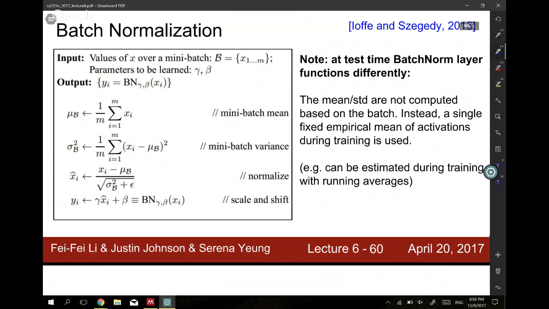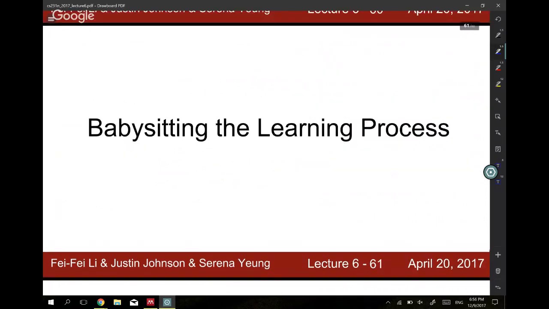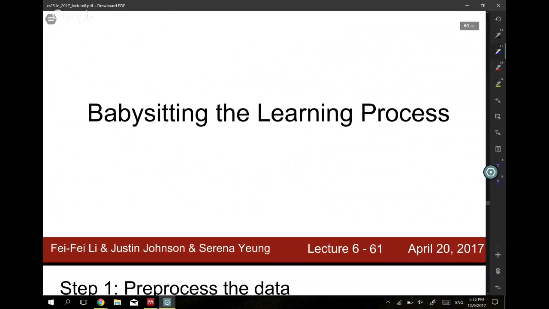So any more questions? Okay, yeah. Question. Yes. Why don't we just remove the normalization layer and use the scaling layer, because it's also normalizing?